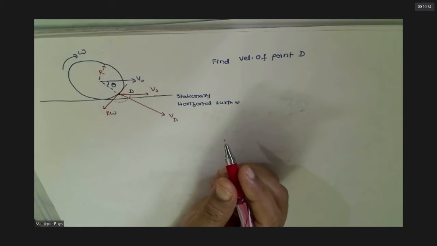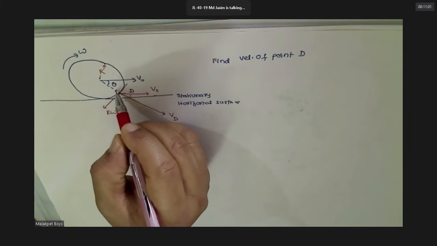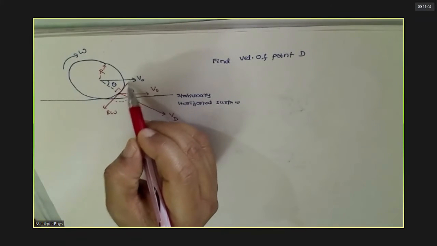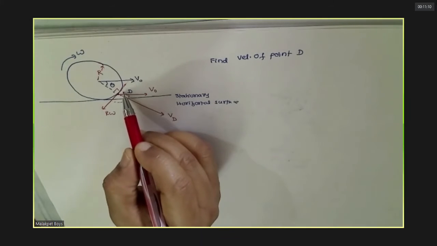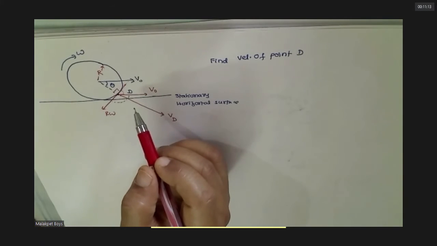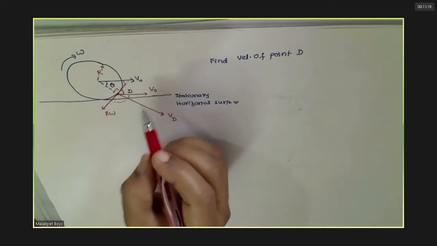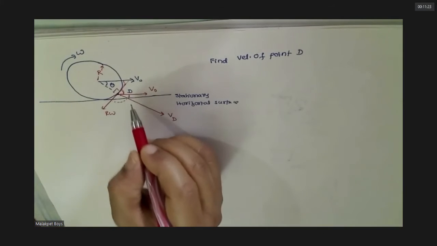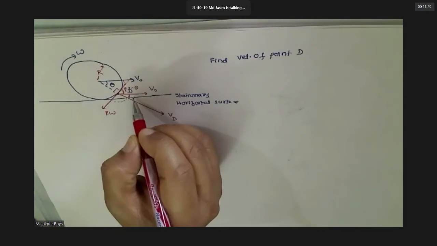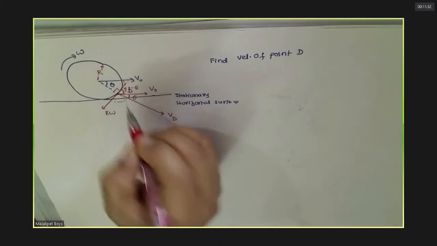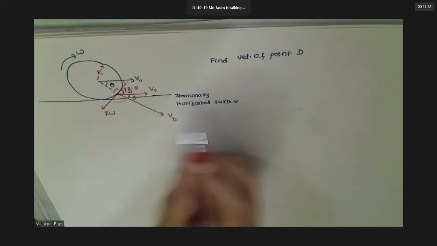Why 90 plus theta? Sir, this is 90. So what will be this angle? 90 minus theta. Why will it be 90 minus theta? Because this is an alternate angle. This is 90 minus theta. So this theta should be between V naught and R omega. Sorry, sir. So this is theta.